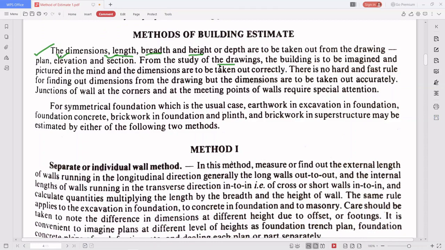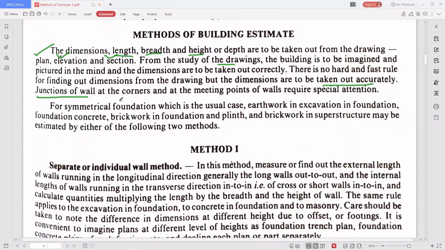There is no hard and fast rule for finding out dimensions from the drawing, but dimensions must be taken out accurately, so that when you multiply and take out the quantities, they are accurate. Junctions of wall at the corners and at the meeting points of the wall require special attention. About the junctions I will tell you later.